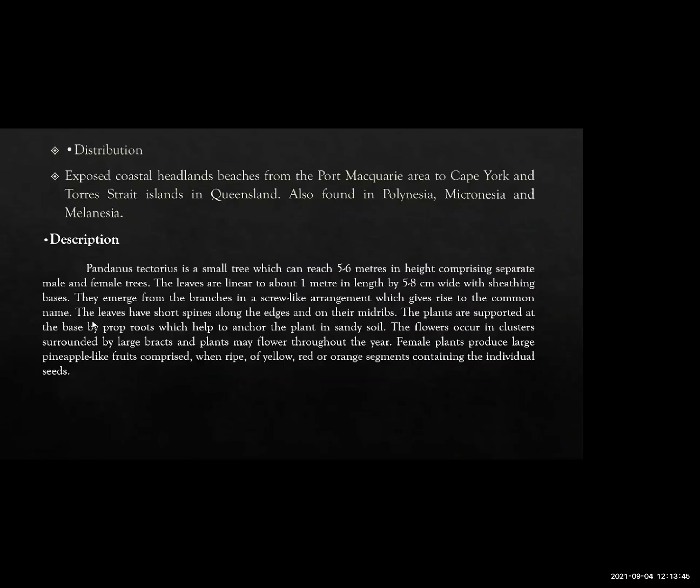bases. They emerge from the branches in a screw-like arrangement which gives rise to the common name. The leaves have short spines along the edges and on their midribs. The plants are supported at the base by prop roots which help to anchor the plant in sandy soil. The flowers occur in clusters surrounded by large bracts, and plants may flower throughout the year. Female plants produce large pineapple-like fruits comprised when ripe of yellow, red, or orange segments containing the individual seeds.